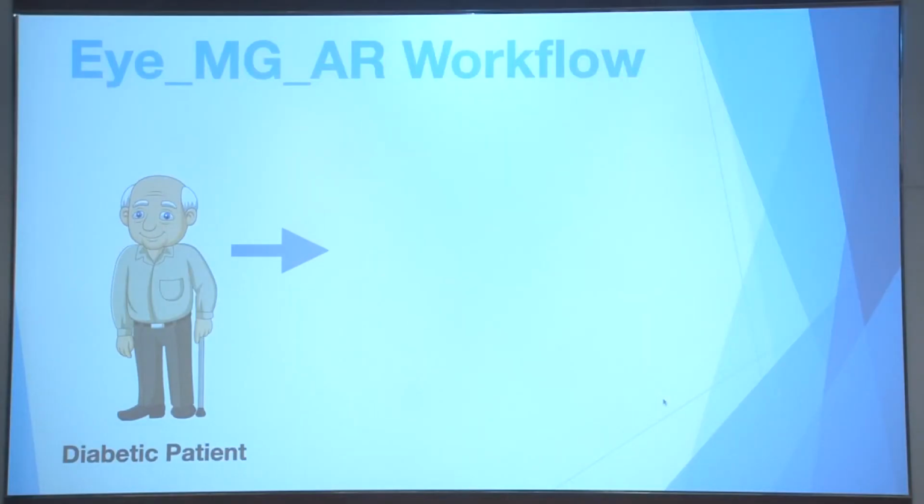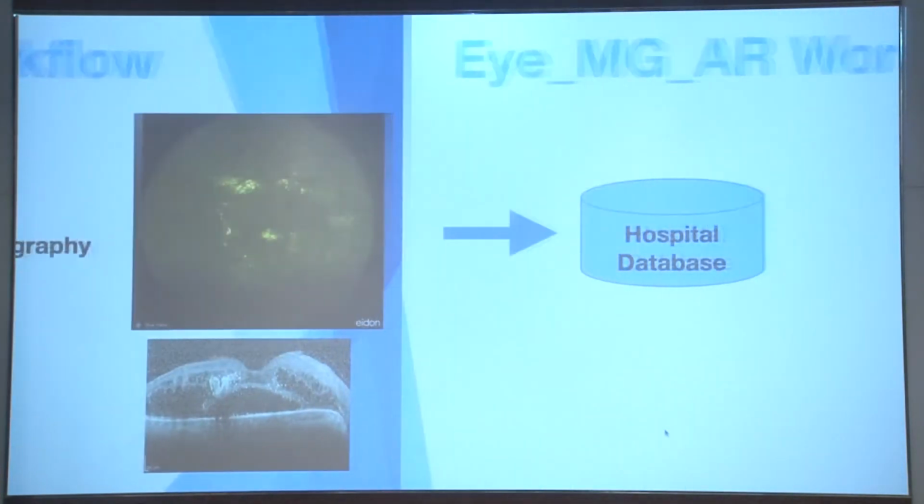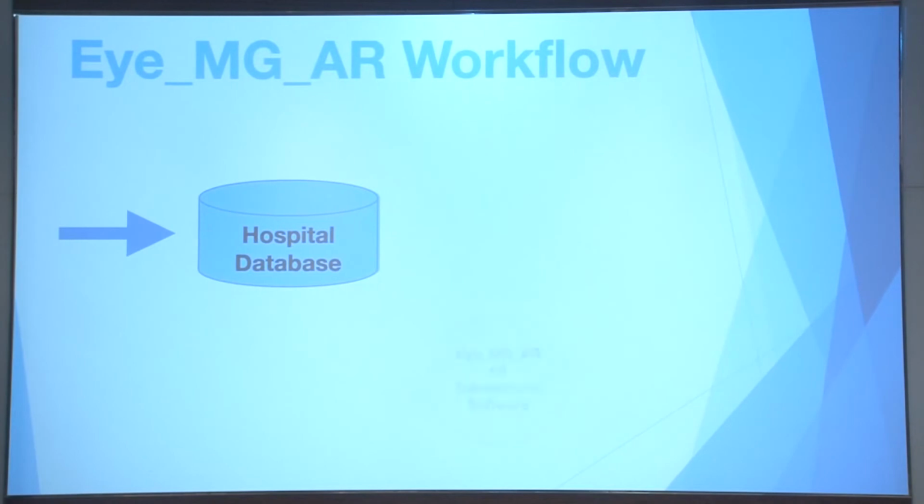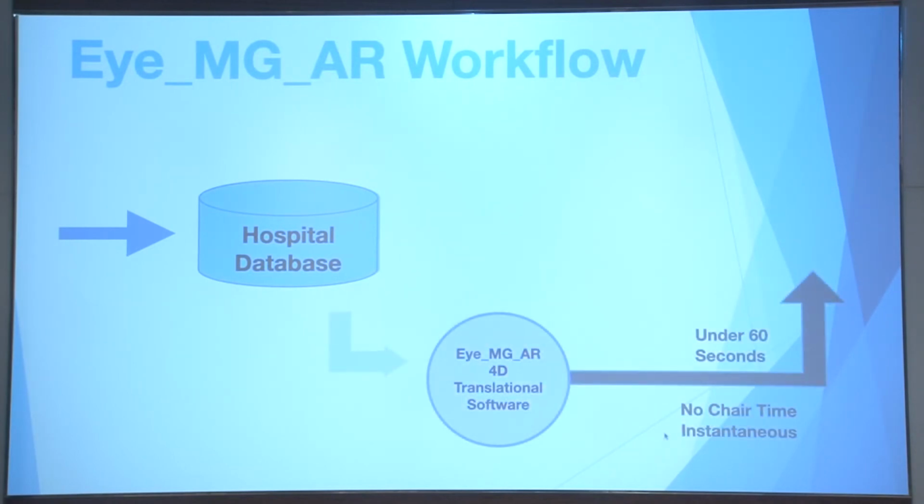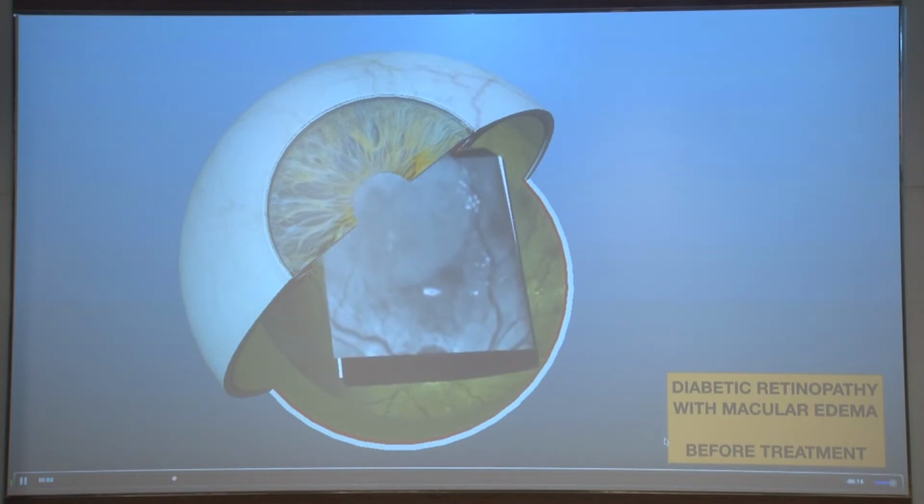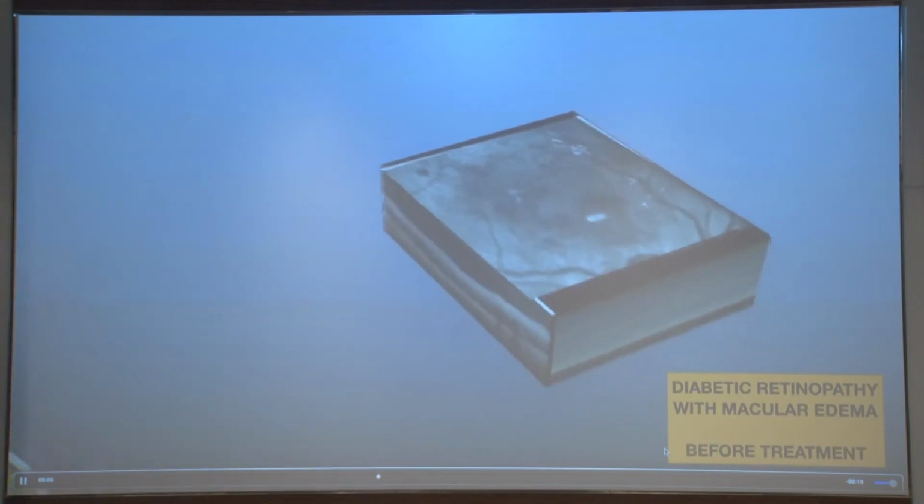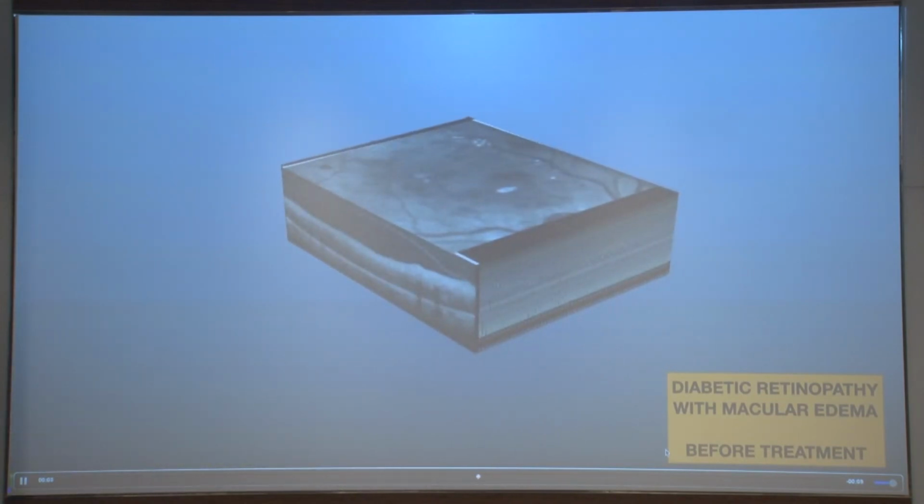It's all available on a thin space. A diabetic patient comes, we do a fundus and OCT. Once it enters the hospital database, we have this translational software attached to the database. Under 60 seconds, we get the holograms. So the OCTs can also be taken along with their fundus, because we can superimpose one another, and we can choose the layers that we want.